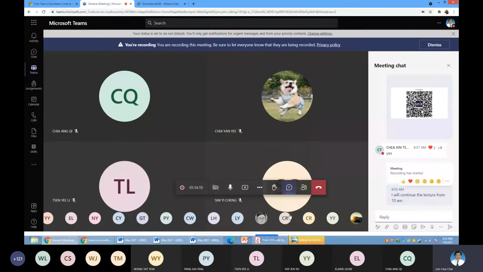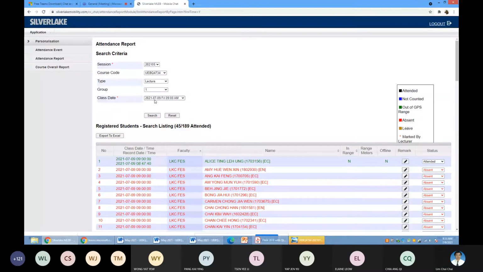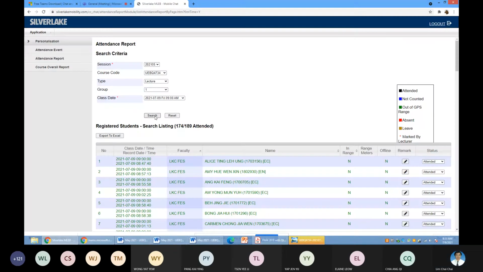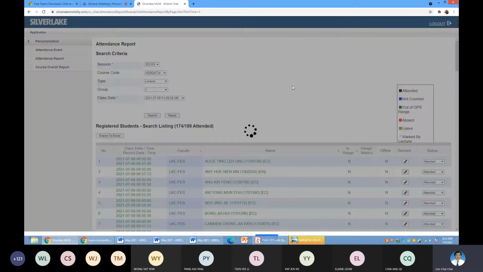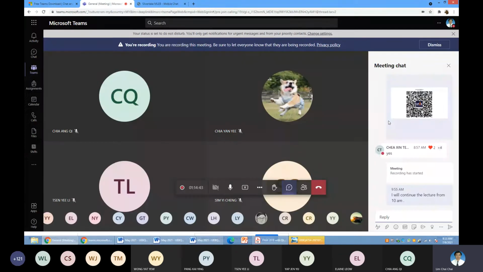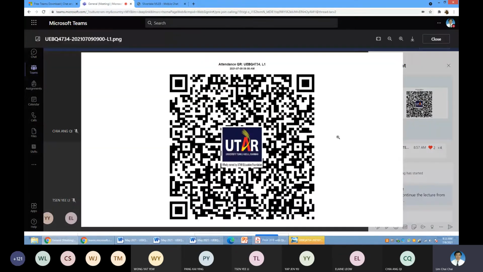So for those who haven't scanned, please can you? So 174, we still got 15 more students. 174 here, see 174 189. We still got 15 more. Okay. So for those who are present and haven't scanned, please do so.